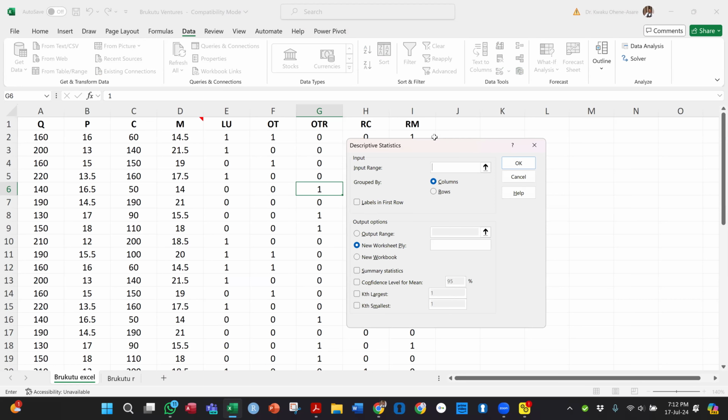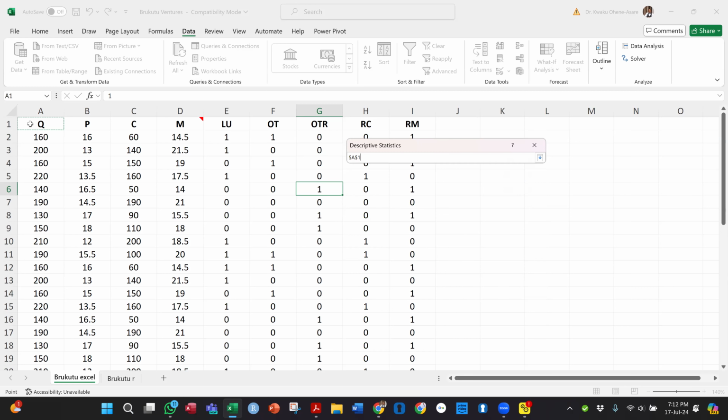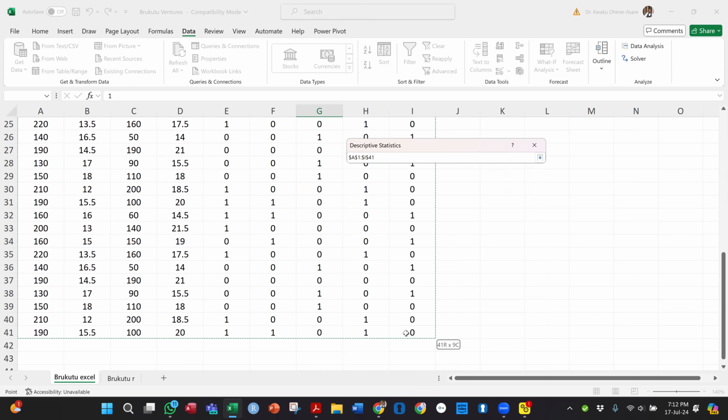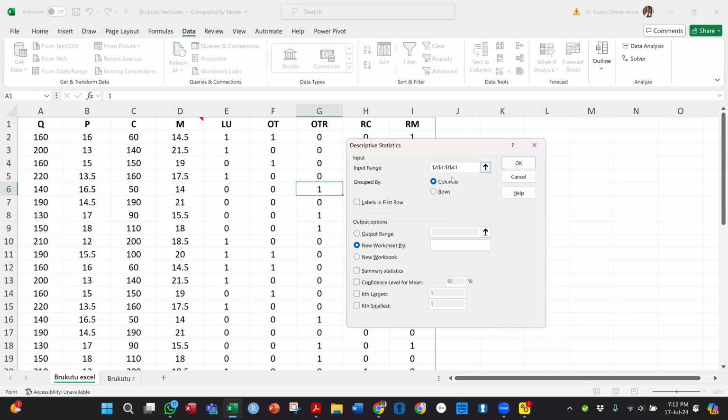Now you see that you have the input range, and there's a white space to the right of the input range. Click the white space. That is where you are going to put your input data. Now, click on the top first cell in the data set. Click, hold, and drag all the way down. If you release it, you have to start all over again. When you do that correctly, you will see that cell A1 all the way to I41 will be collected inside the input range.